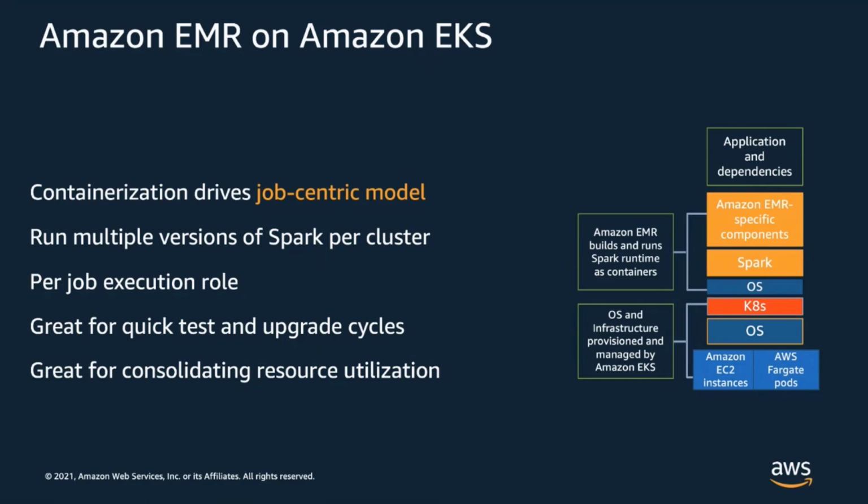The other thing this is great for is quick test and upgrade cycles. And so by changing just the EMR version number, you can switch from Spark 2.4 to Spark 3.0. And that's literally a two-character change, and I think a one-character deletion too. So it makes it really easy to test your upgrades and see if that works. And it's also great for consolidating resource utilization. So Kubernetes has capacity to auto scale and all that kind of stuff, and you can manage and share your resources a little bit better.